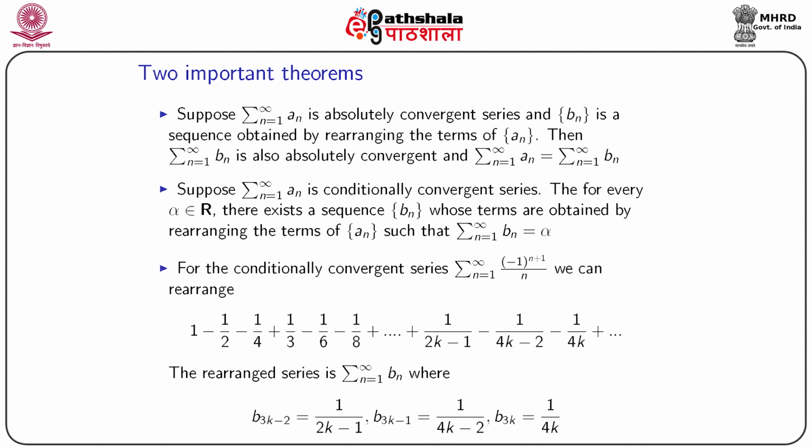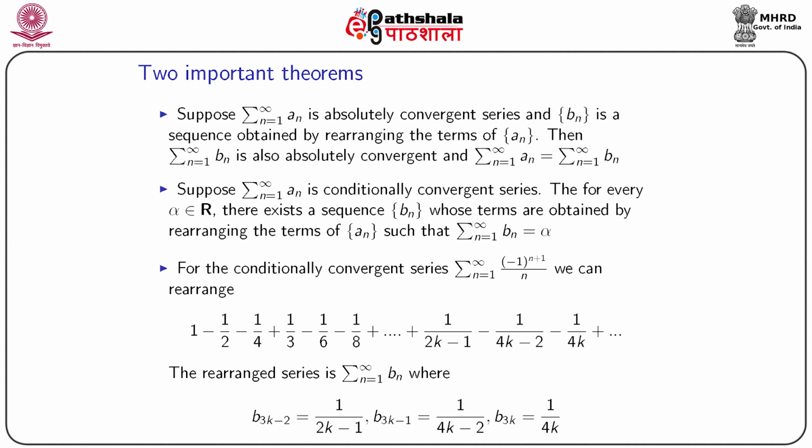Suppose sum over an is a conditionally convergent series. So now we are talking about conditionally convergent series. Then for every alpha belonging to the real numbers, that means alpha is a real number, there exists a sequence bn whose terms are obtained by rearranging the terms of an such that sum over bn equals alpha. So we can have this rearrangement theorem for conditionally convergent series too. But the proofs are beyond the scope of this lecture.